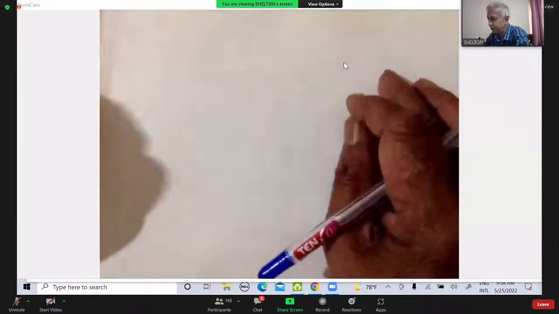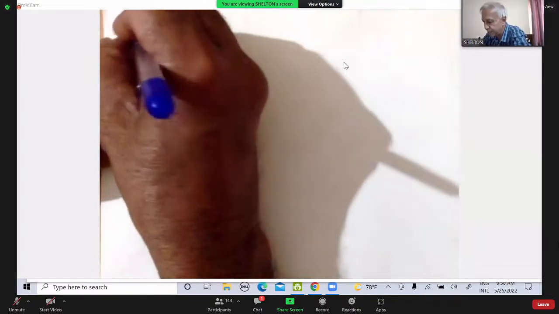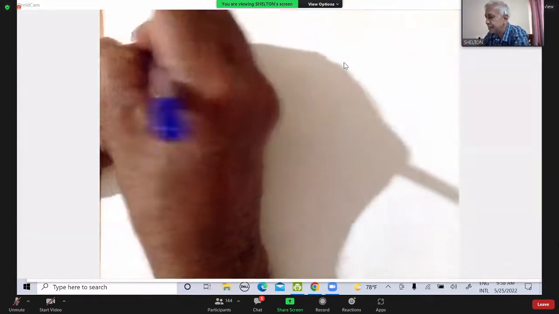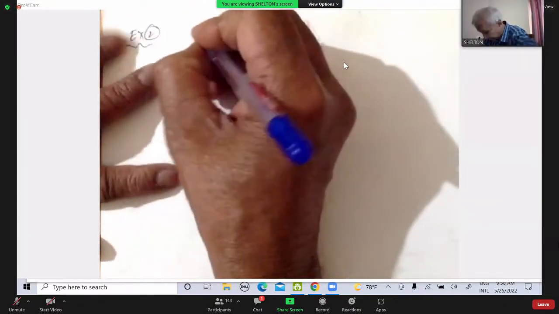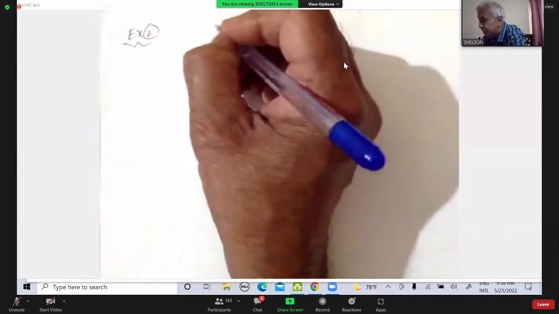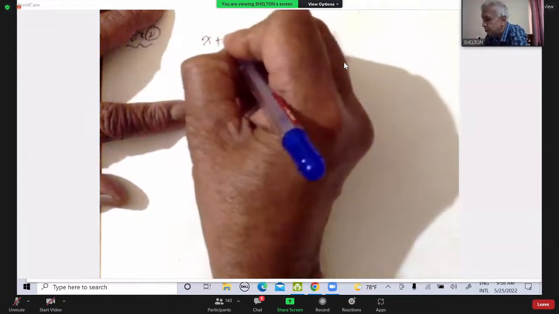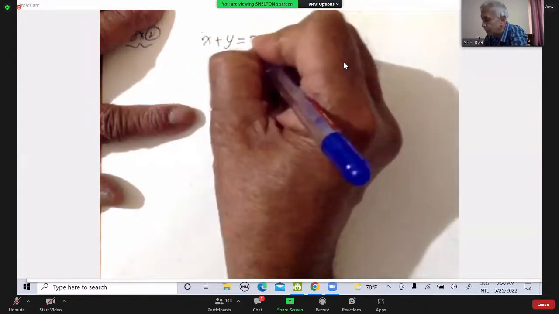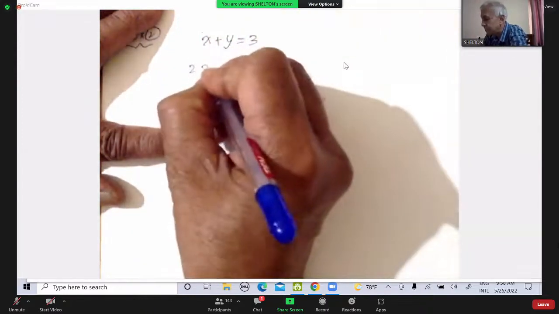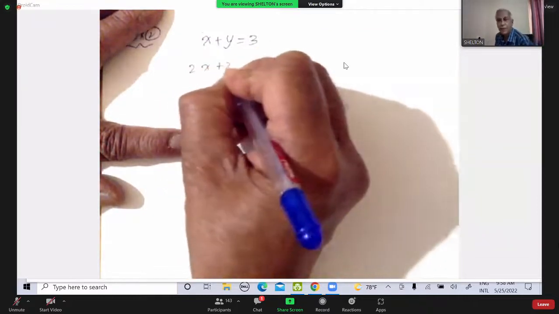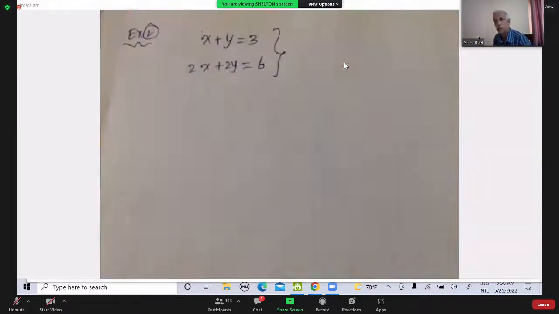We can do it very quickly. In the second example, example 2, consider this system: x plus y equals 3 and 2x plus 2y equals 6. Now don't tell me that's wrong. No, these are the numbers.